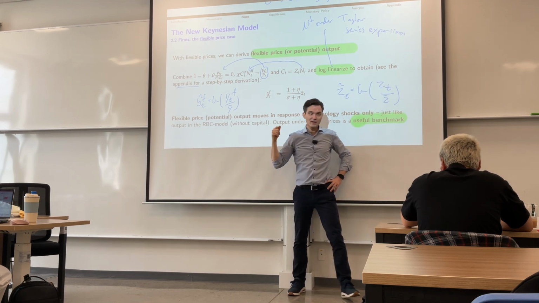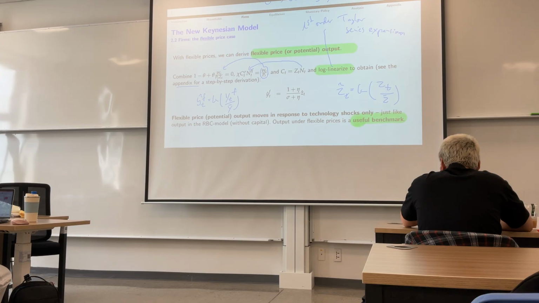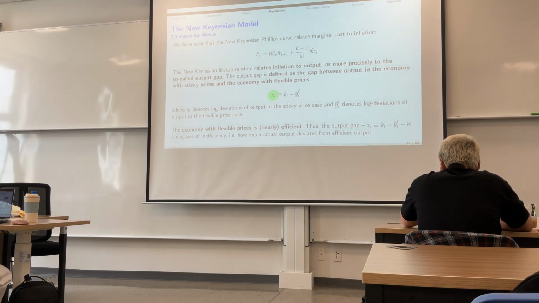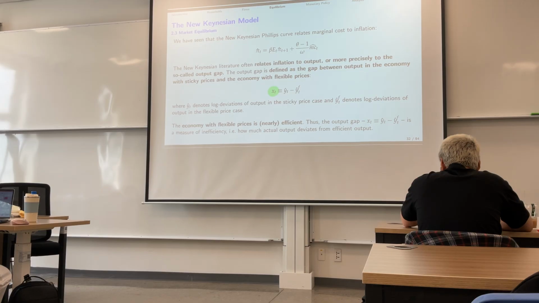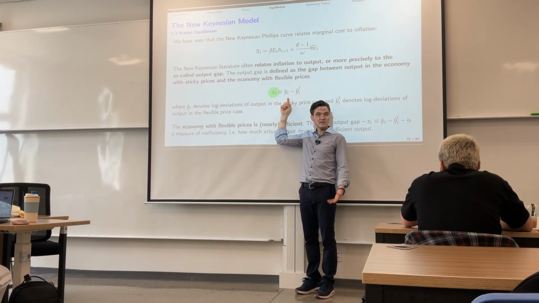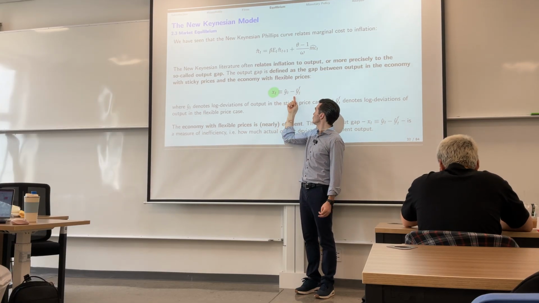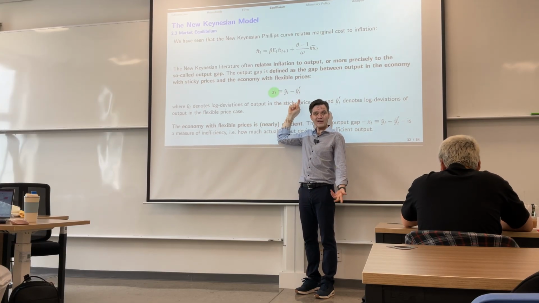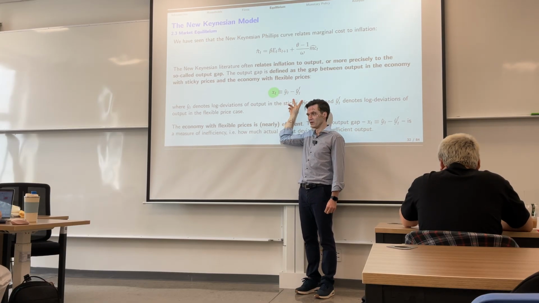Now, so that's where this flexible price output comes from. Going back to the definition, the output gap is defined as the difference between the level of output in the actual Vietnamese economy with sticky prices compared to the level of output with flexible prices. Now you're saying, wait a second, I'm comparing my economy with a hypothetical economy. What should that be good for?